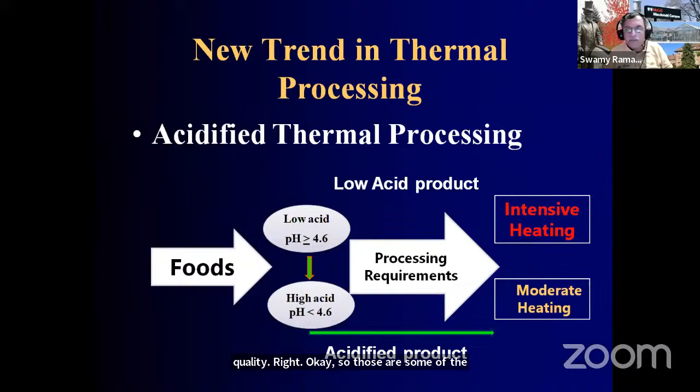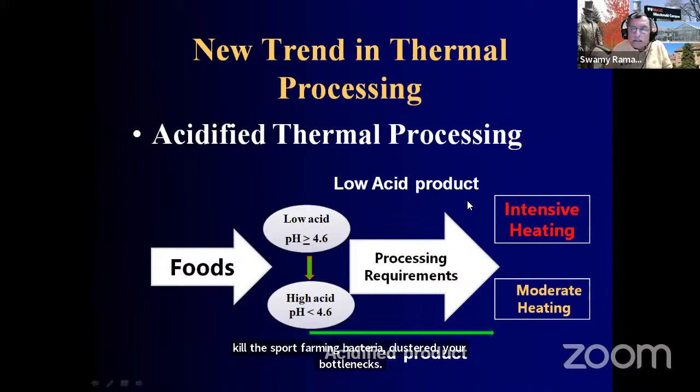There's a new trend today, which is probably very good for Indian processing conditions for horticultural, especially vegetable products, which is called acidified thermal processing. Okay, so we already saw when the pH is low they are low acid products, they require a high amount of heat to kill the spore forming bacteria, Clostridium botulinum, and others. So very heat severe, therefore it can destroy the quality.